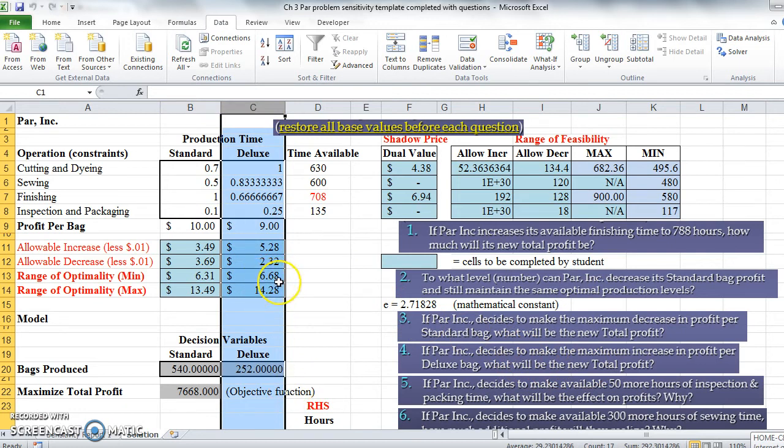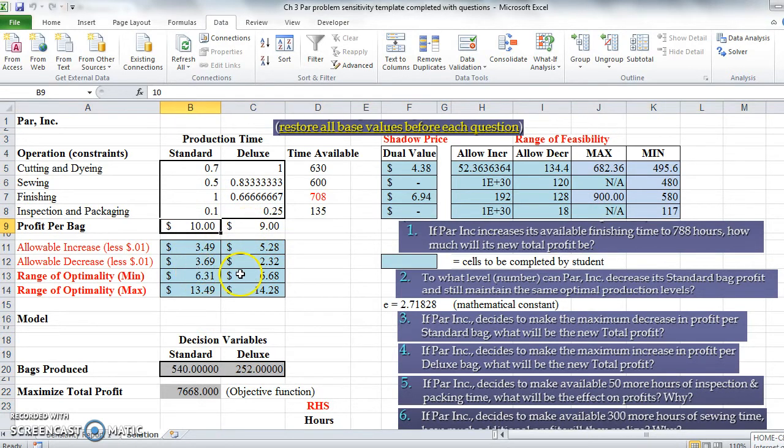And again, the range of optimality that we developed says that we can change the profit per bag contribution of either standard or deluxe within these ranges. For the standard from 631 to 1349, for the deluxe from 668 to 1428. So question 4 says if they decide to make the maximum increase in profit per deluxe bag, what will be the new total profit? That means they're allowed to go as high as 1428 and still maintain that optimal solution production level of 540 and 252.